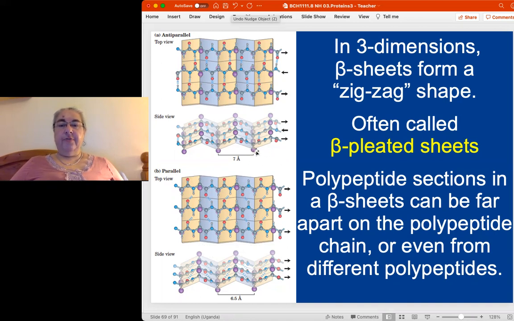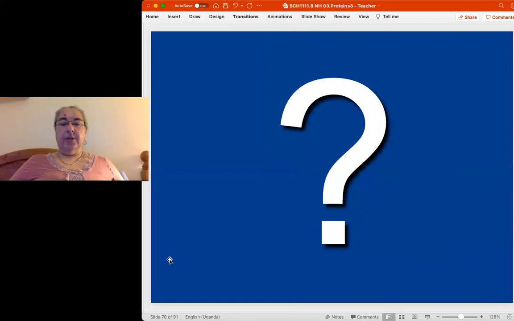Beta sheets can form between sections of polypeptide which are either close together on a chain or far apart, or can even be from different polypeptides coming together as part of making up a whole protein. It's different polypeptides joined together. Okay, any questions on beta sheets?